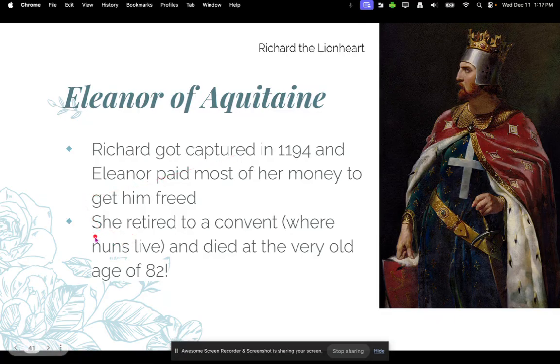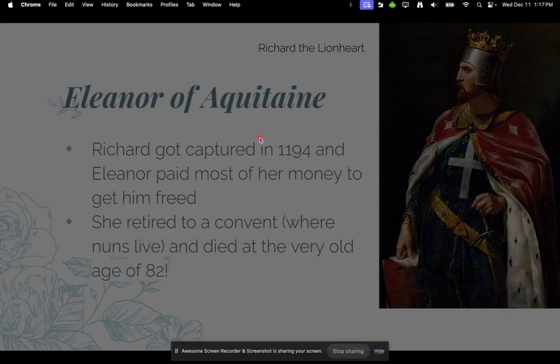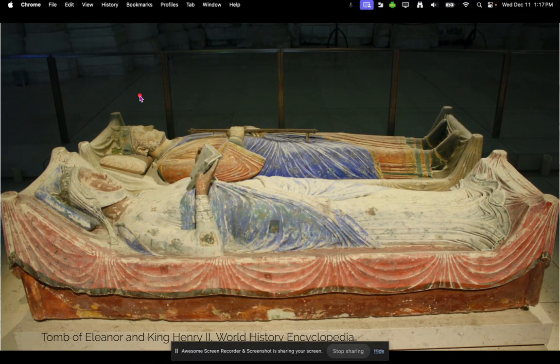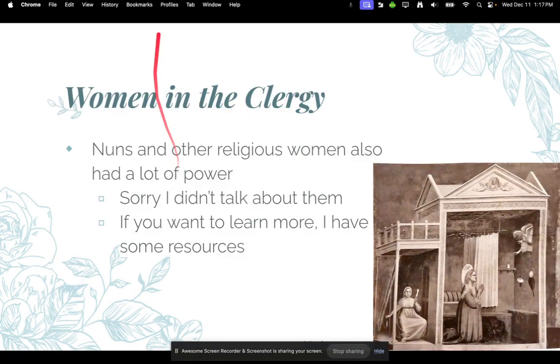Eventually, she got sick of all the politics, and she retired to a convent, which is where nuns live, and died at the very old age of 82, which I know 82, like today, it's old, but it's not like really old. But remember, the Middle Ages was not a very nice place to live. If any of you watched the hygiene video back in the video choice, you would know that, well, hygiene was not great. So it's pretty amazing she lived to 82.